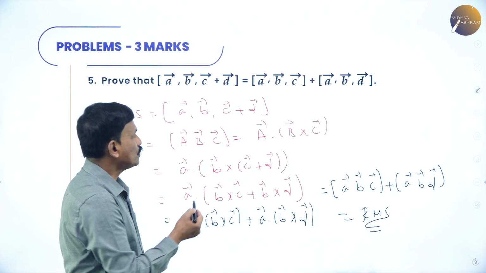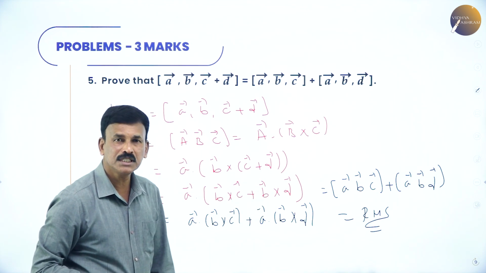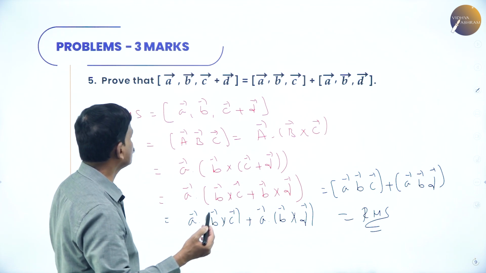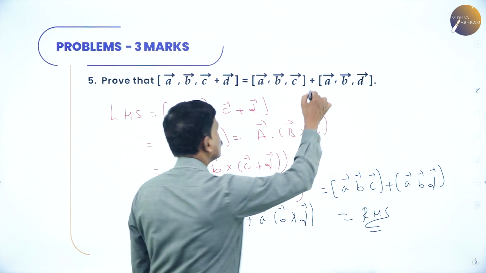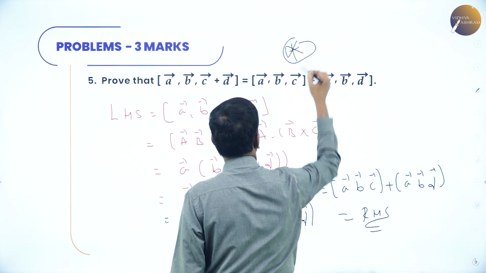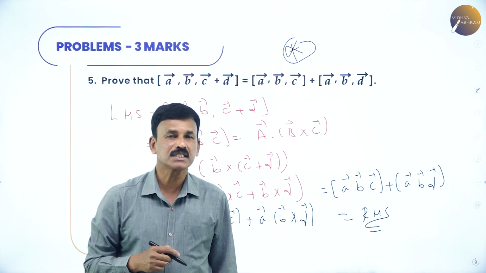See, what is to prove? Box product of ABC plus box product of ABD. This is also important for 3 marks. You may also expect this question, this or that, in the examination. Very important for 3 marks. Hope you followed. Right. Now there is one more problem you can expect.